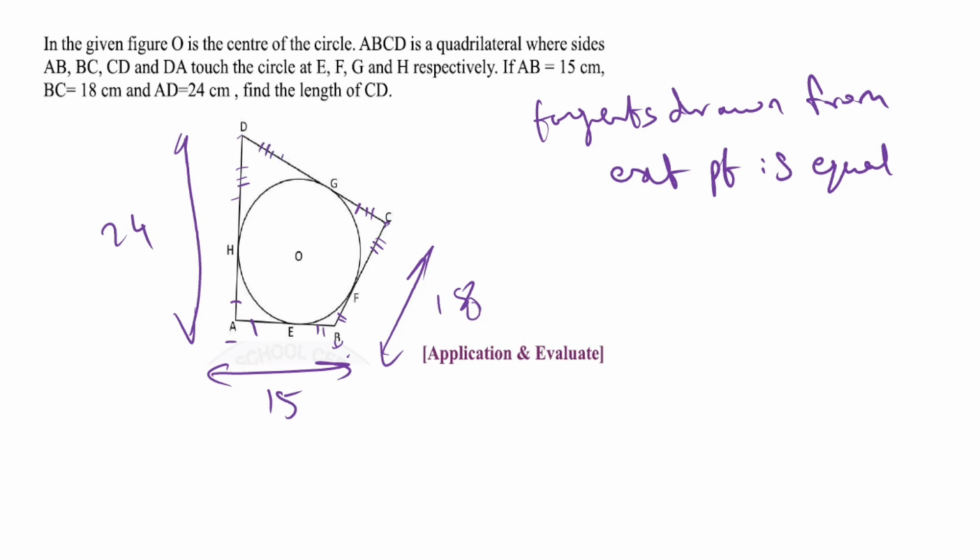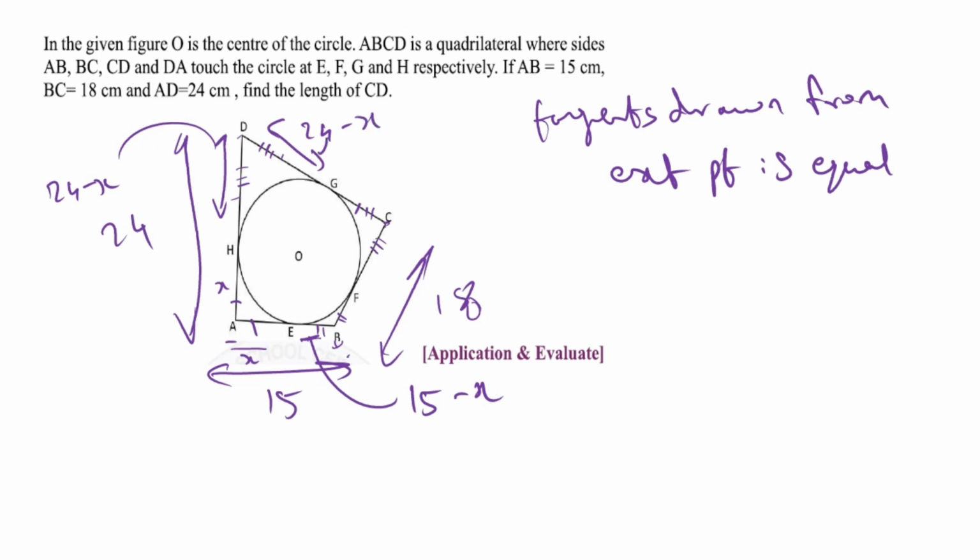Now let's say AE is X, so AH will also be X. So DH will be how much? Full length is 24, AH is X, so the remaining will be 24 minus X. So if AE is X, EB is 15 minus X. If DH is 24 minus X, DG will also be 24 minus X.